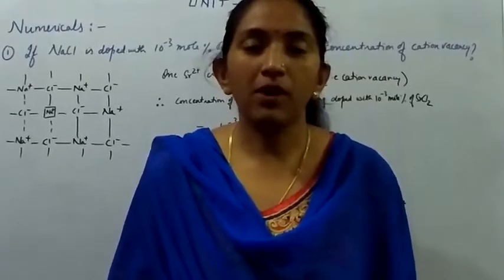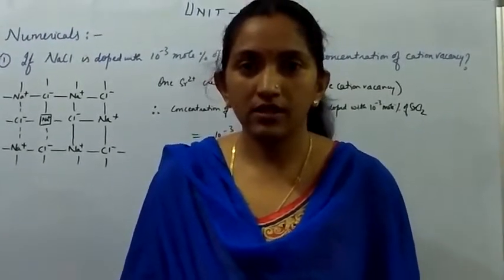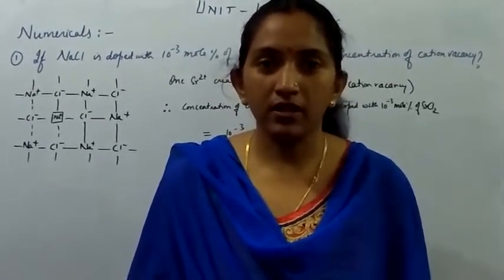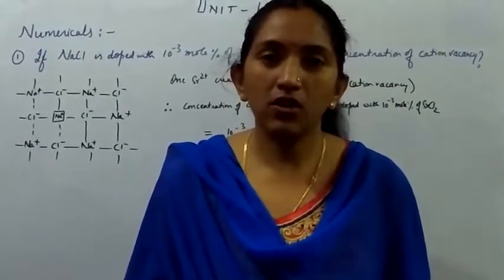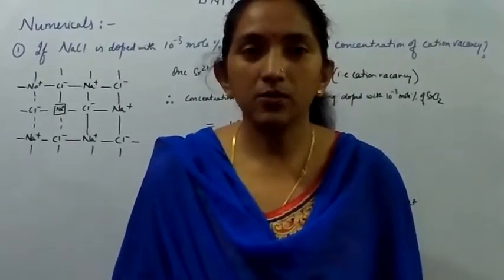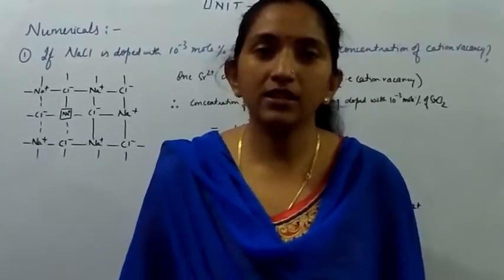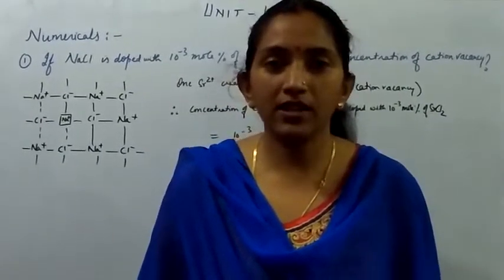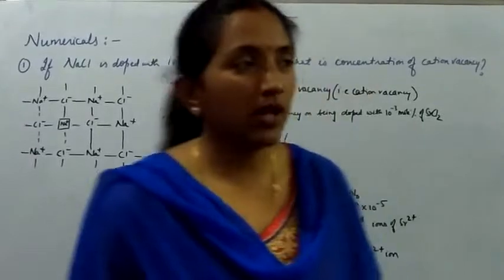We are going to do the numerical based on the defects. In the last class, we have discussed the impurity defect. Now, the impurity defects are caused when the ionic solid is added with some other ionic solid. Then what is the outcome? A cationic vacancy results.